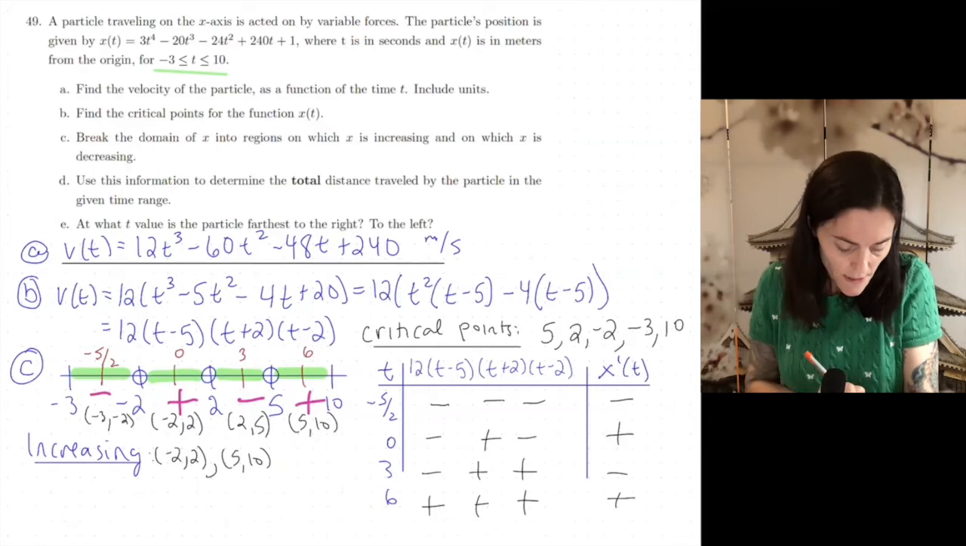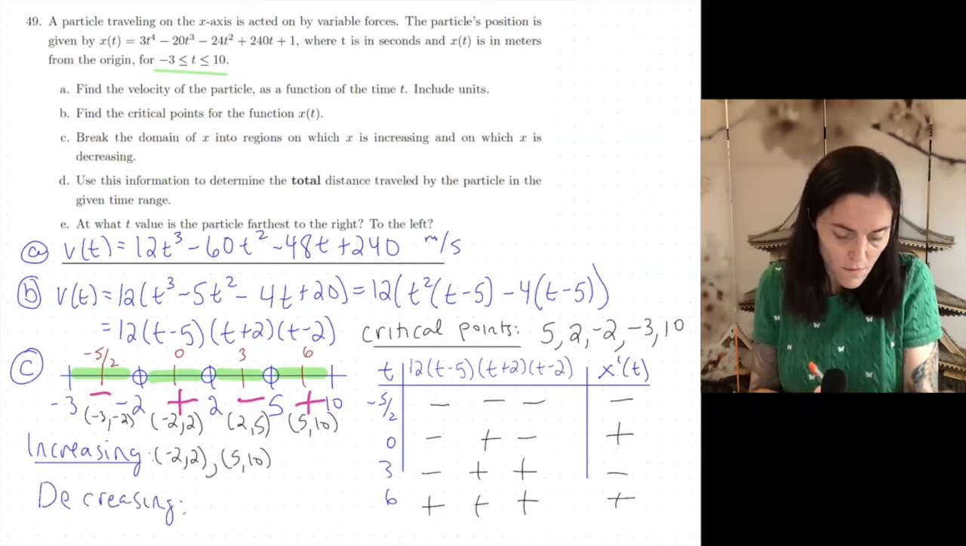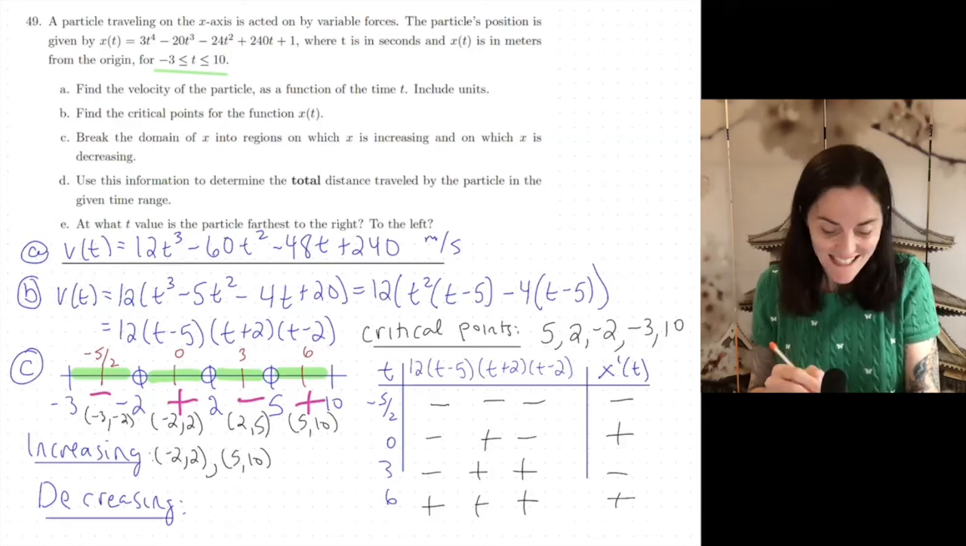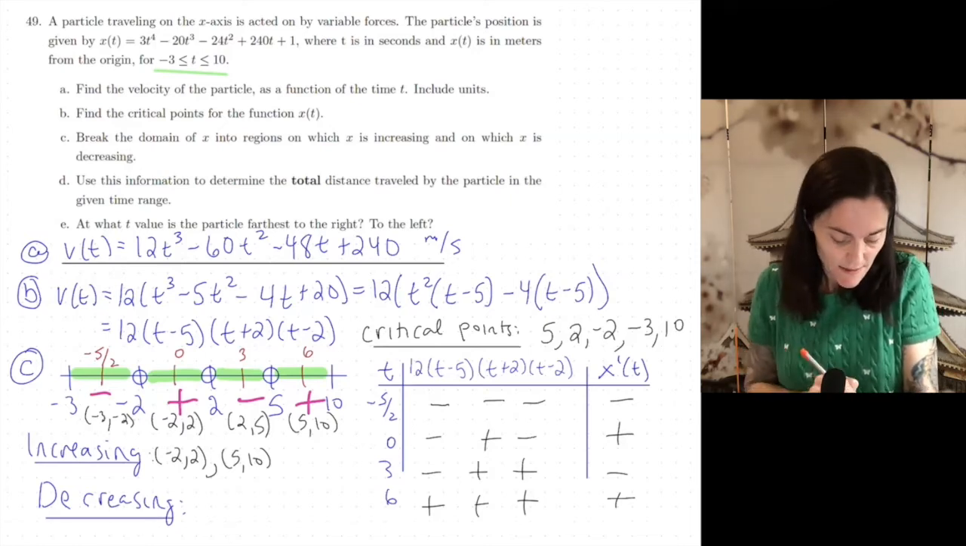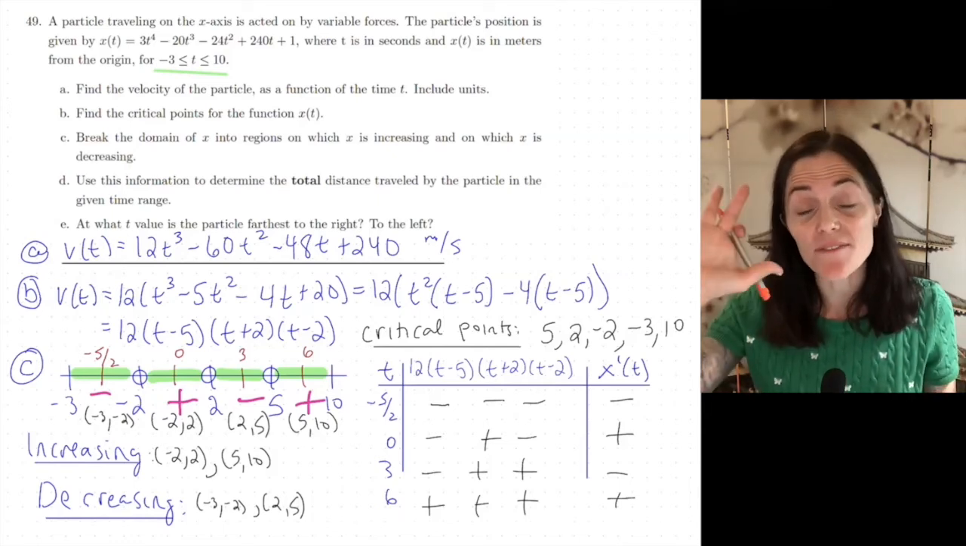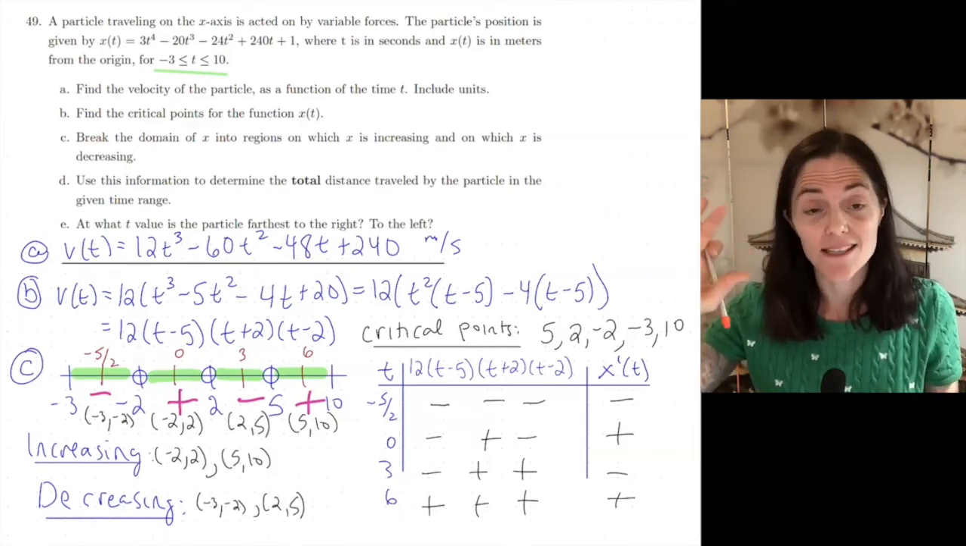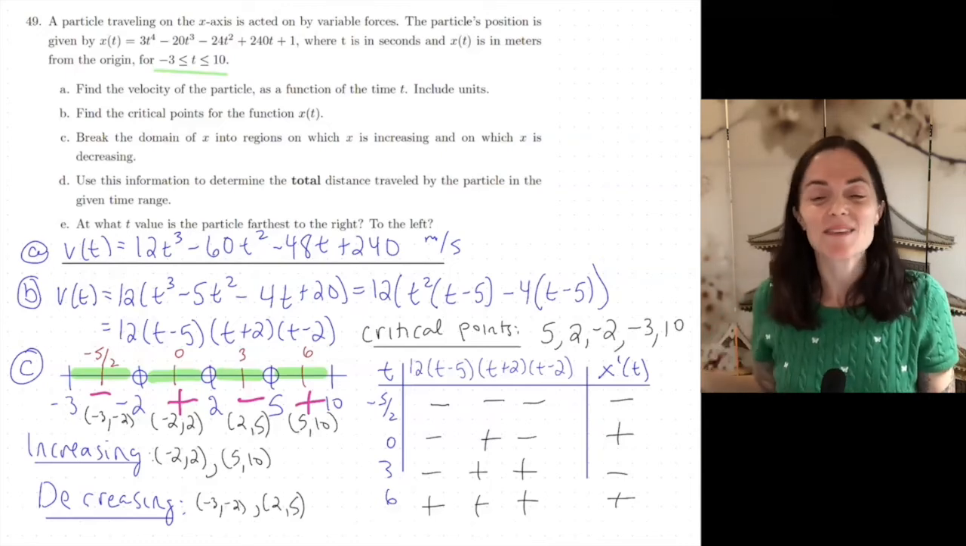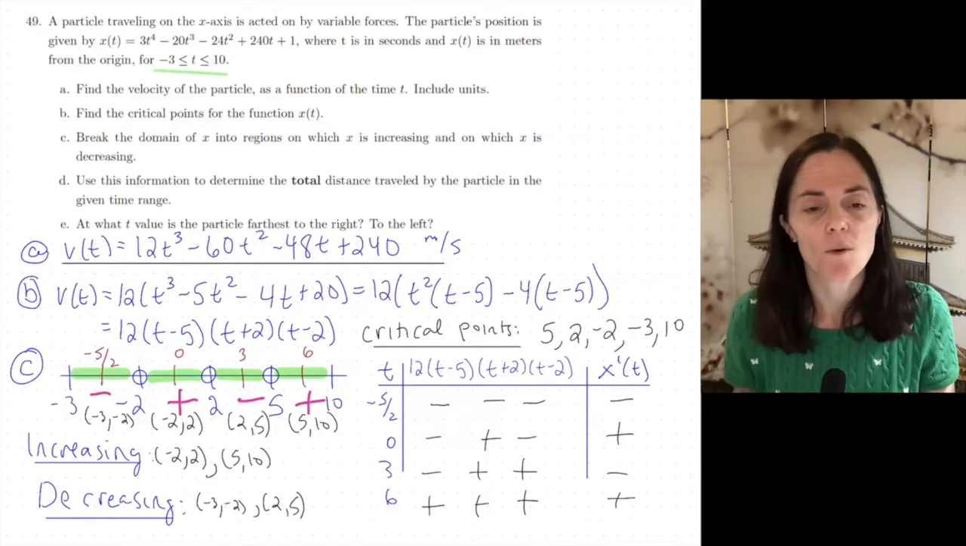And then it's decreasing, everywhere we see a minus, which is this interval and this one. Okay, so far, except for the factoring part, A, B, and C have been reasonable, just like things we have been practicing in class and in homework.